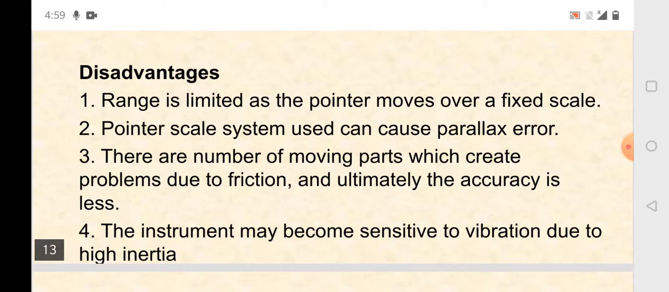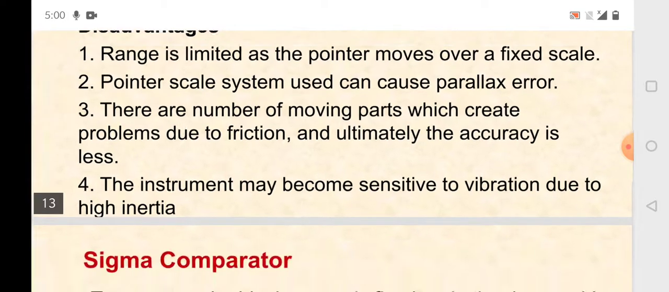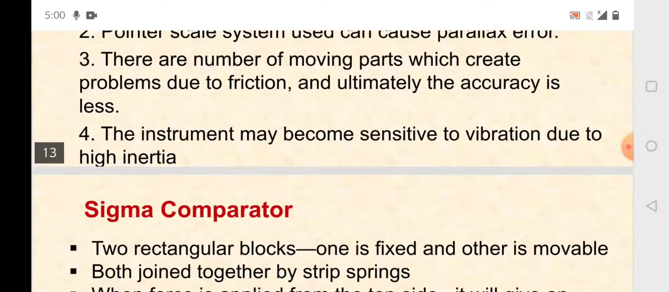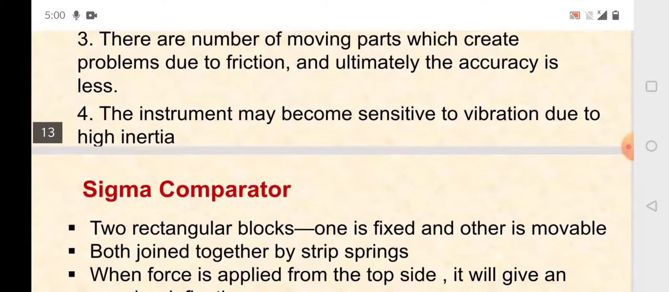So there are a number of moving parts. There is a gear train or a lever or a sector or whatever it may be, any mechanism, or we can say linkages of the parts for the magnification of the reading. All these parts are connected together and they move with respect to each other, and that may create friction. That is the main disadvantage of this, because of that the accuracy may be less, and it may become sensitive to vibration due to high inertia.